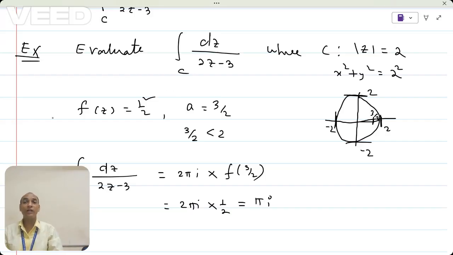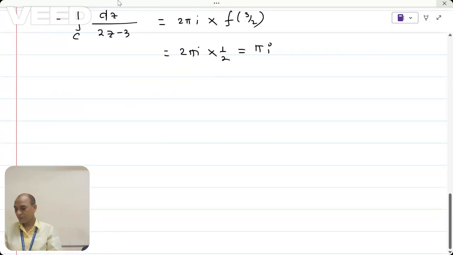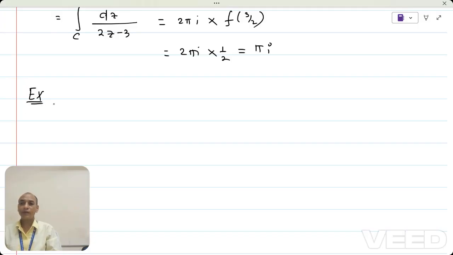So the same integral in some region will be 0, and in some other region it will be non-zero. That depends upon whether the point is lying inside or outside the curve c. Now I will do some other problem here. I take another example. Evaluate.